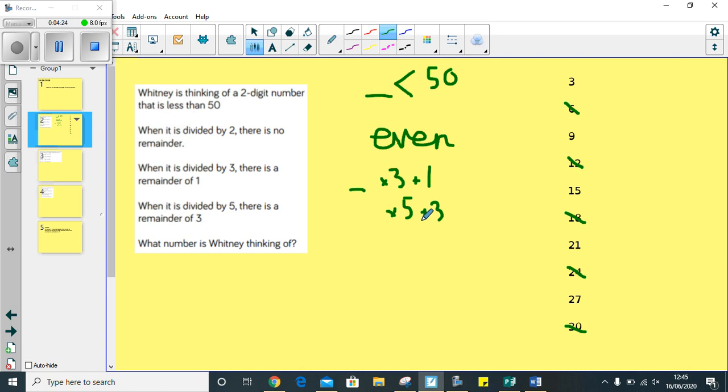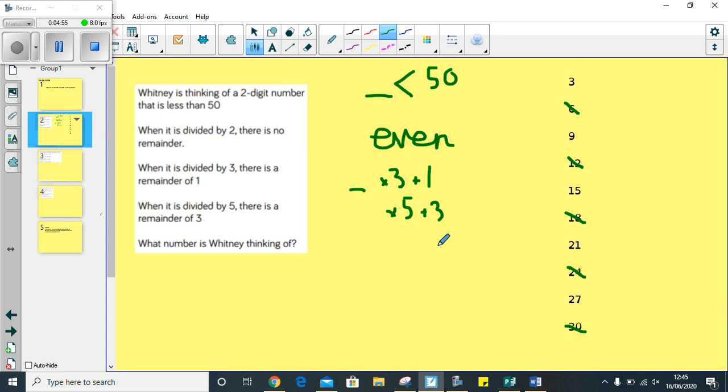Right, now if I've got a multiple of 5 and I add 3 on, I go 5 and then I add 3 on, so the units must be 8, because if I times it by 5 and I've got 5 and I go 5, 6, 7, 8, right, 8 is an even number, and if I times it by 5 and add 3 on, that's my answer.